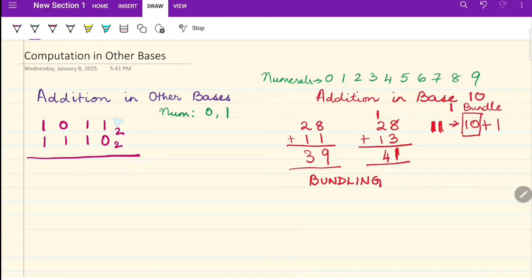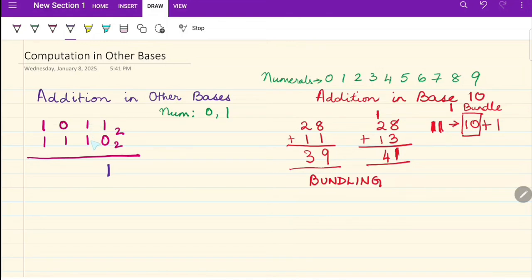We start again from the rightmost column, the units column. So the numbers we are adding here are 1 and 0. So 1 and 0 is a 1, which is good because 1 is a numeral in the binary system. So we can safely write a 1 here. After adding the rightmost column, 1 plus 0, we get a 1. 1 is a valid number in the binary system. We write a 1. Now we go to the next column to the left.